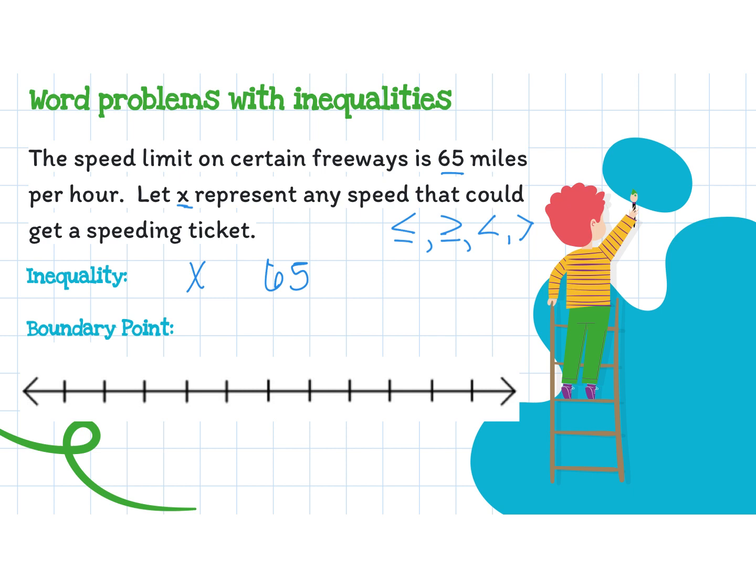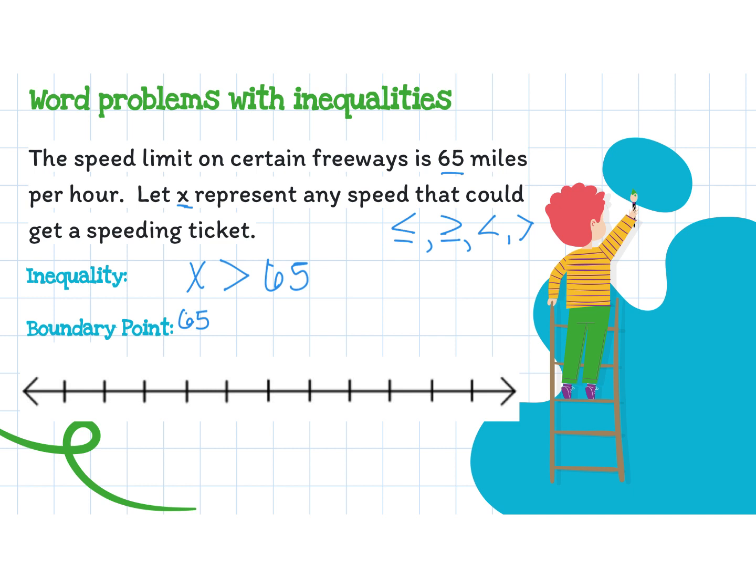All right. So the speed limit means if you go 65 or less, you're good. If you go greater than 65, 66, 67, 68, you're going to get a speeding ticket if you get caught. But you shouldn't do it because it's dangerous. So x represents any speed that could get a speeding ticket. So we are talking about all speeds that are bigger than 65, but not equal to 65, because 65 won't get you a speeding ticket. So we're talking about all values of x that are bigger than, but not equal to 65. Our boundary point is 65.